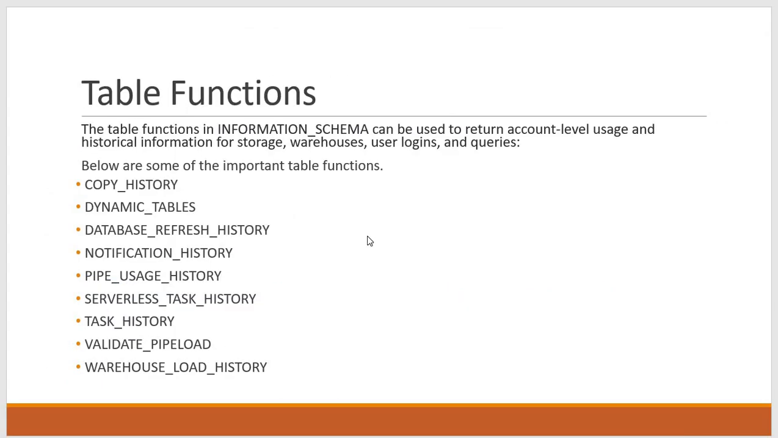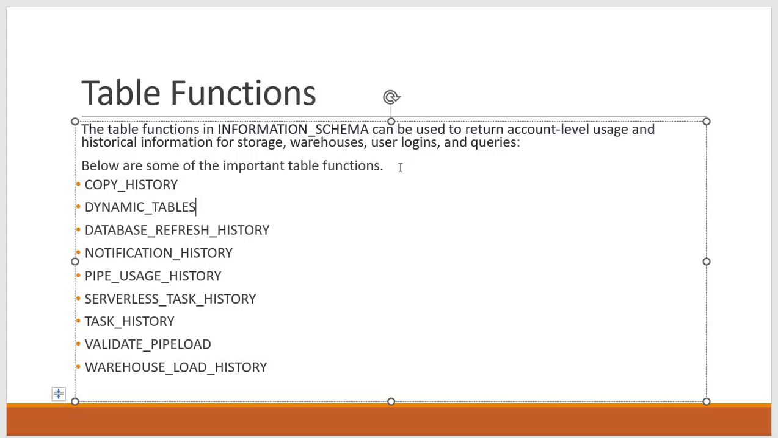Okay, so along with these views, we have some table functions defined in information schema. The table functions in information schema can be used to return account level usage information. Some of these table functions contain account level usage information, also the historical information like the storage history, warehouse history, user login history, and query history. Everything these table functions can return.